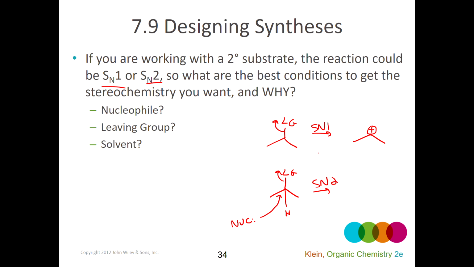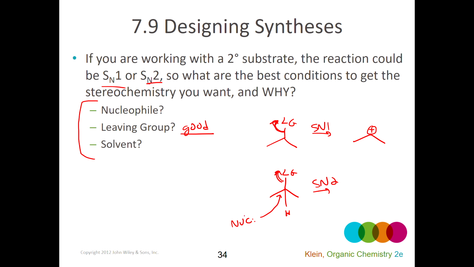So depending on which one I want to promote, that's going to determine what I do here. I definitely need a good leaving group either way, because the loss of the leaving group is happening in the slow step in both mechanisms. So anytime I do a substitution, whatever type, I need a good leaving group.